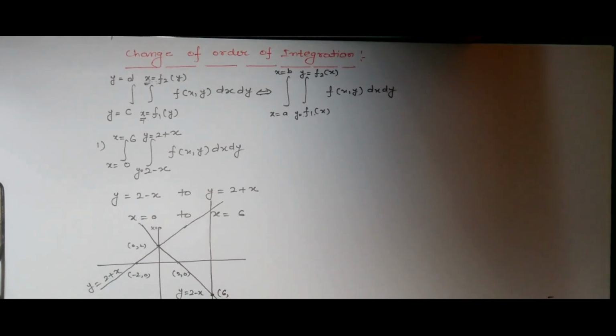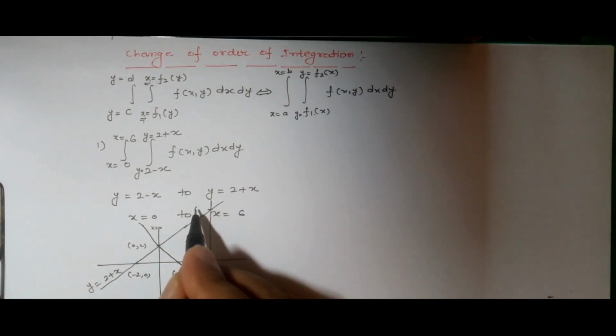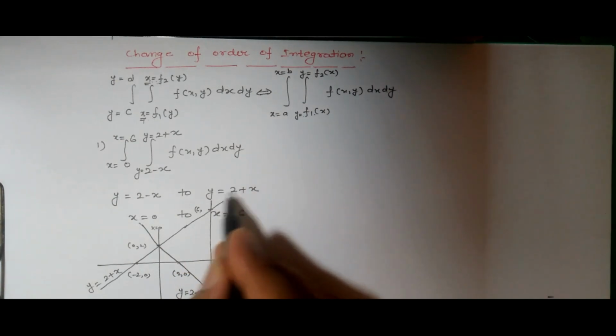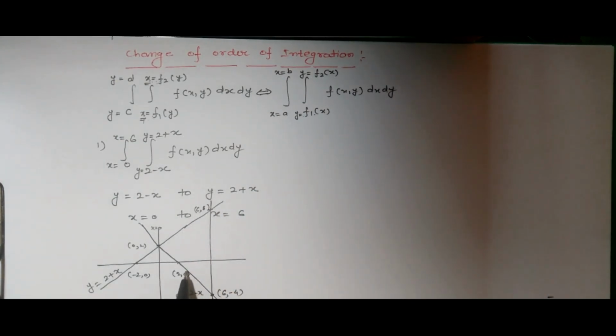X is 6. This point I'm achieving by the intersection of this line and this line. So if I put x is equal to 6 here, I get y is minus 4. And if I try to find the coordinate of this point, x is 6, putting it here, y is 8. Now I have been given a vertical strip which starts from here, goes to here, and moves from x is 0 to x is equal to 6.